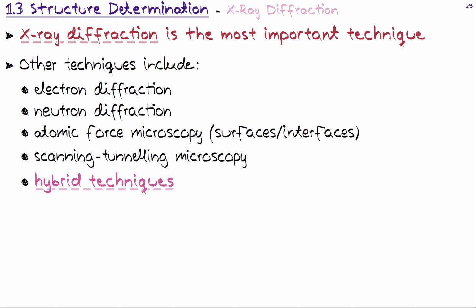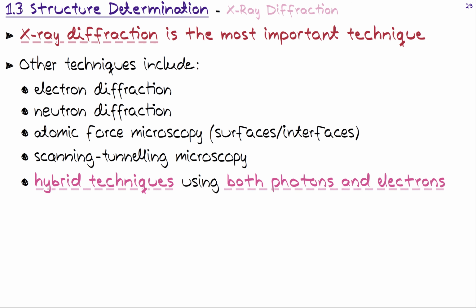And there are also hybrid techniques. With hybrid, I mean that we are using both photons, so X-rays, and electrons. Either we might be doing mainly electron diffraction but also detecting photons, or we would be shining photons and also detecting electrons, or we would be shining both.